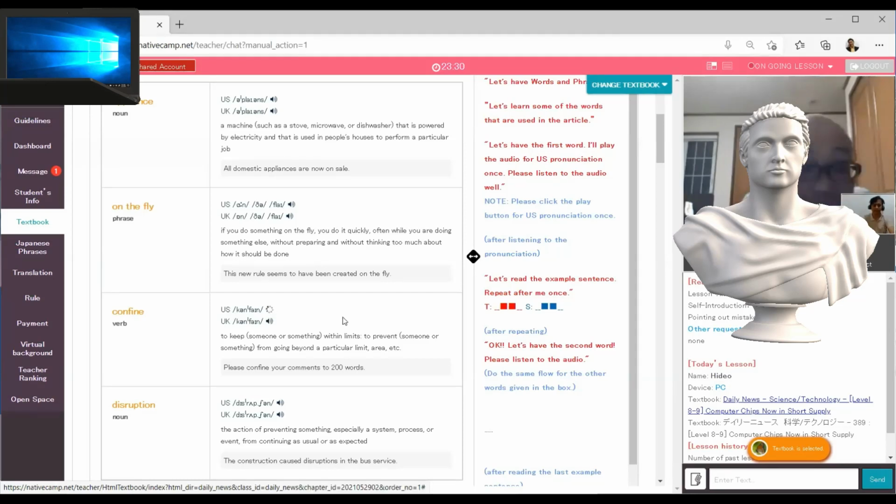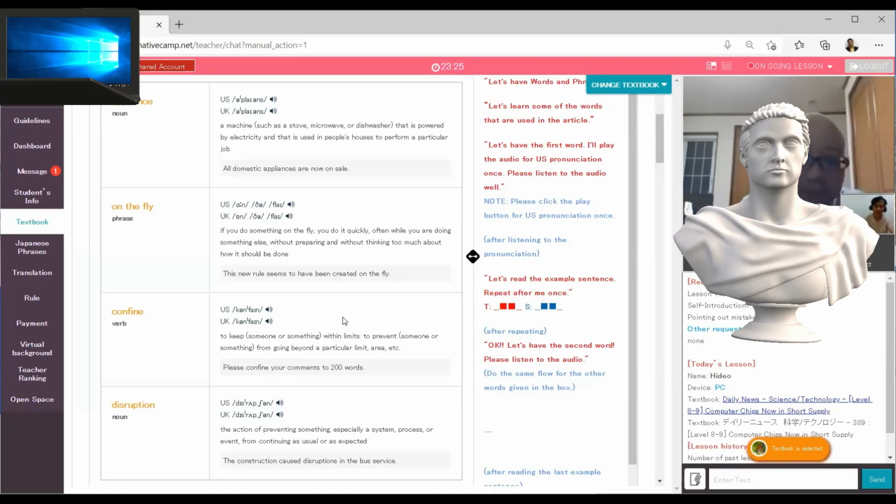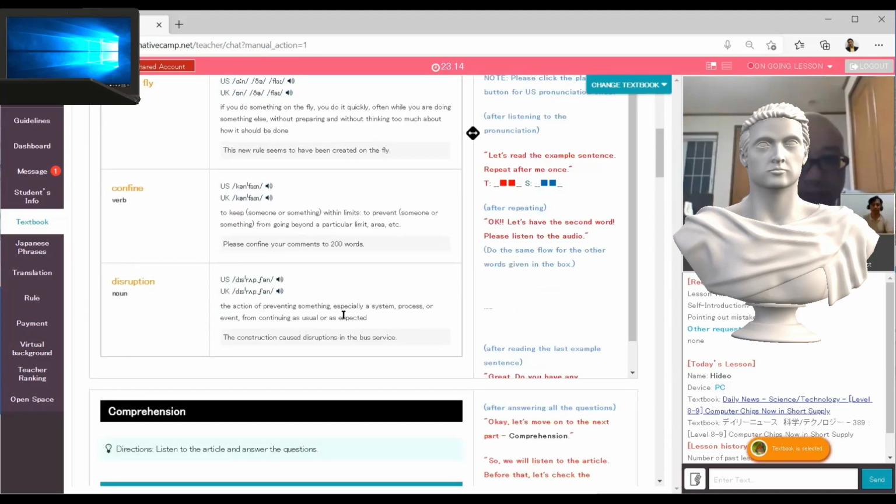All right, let's have the next. Confine. Confine means to keep someone or something within limits, to prevent someone or something from going beyond a particular limit, area, etc. Please read the sample sentence. Please confine your comments to 200 words. Okay, very good. And the last one is Disruption.